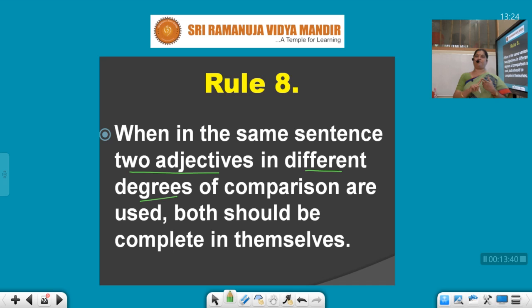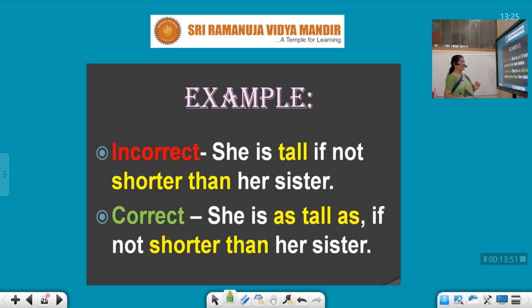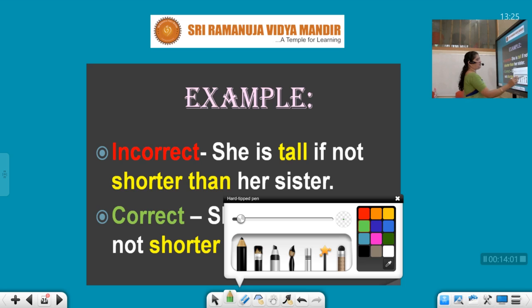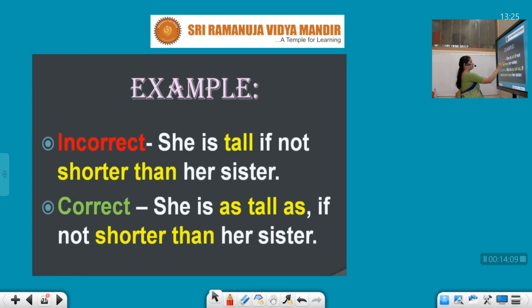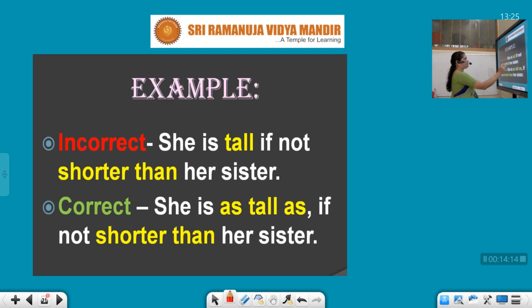That means a positive must be written in such a way that it is in a positive sense, and the other comparative must be... you'll understand better if I show you the sentence. She is tall, if not shorter than her sister. Understand this sentence, students. I'll just break it into two sentences. Maybe you will be able to understand better. Okay. Now look into this sentence. Let me explain this sentence.